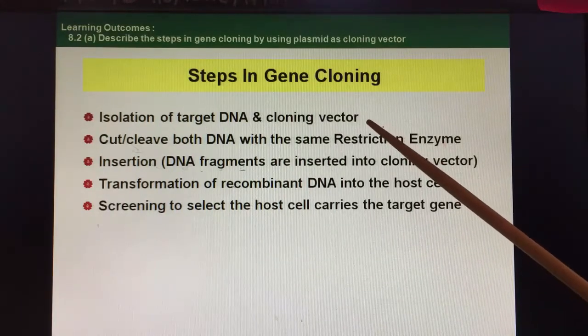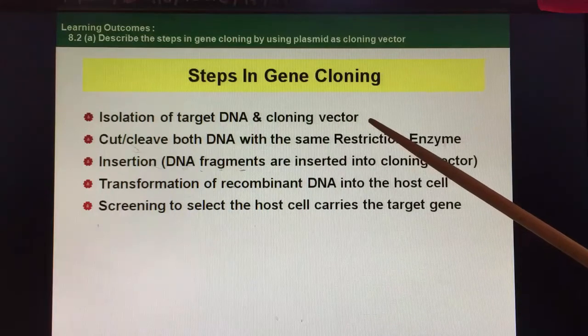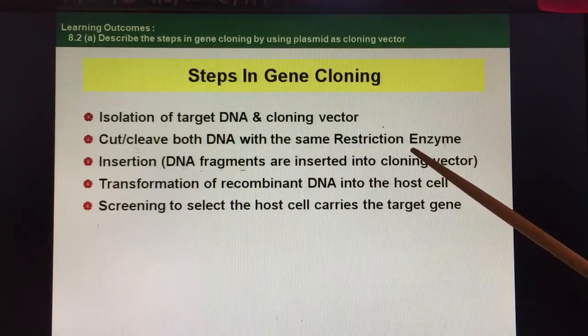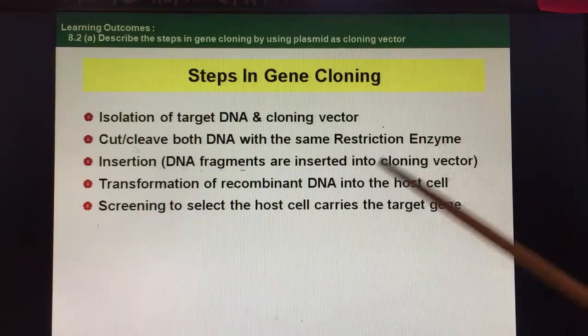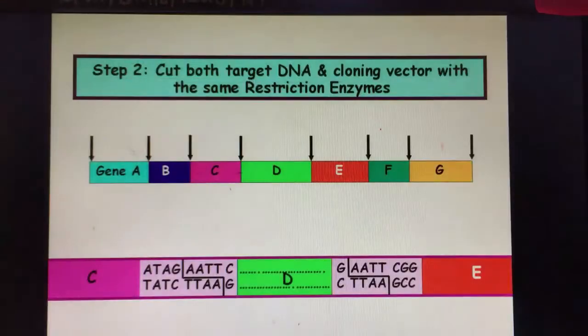In the previous video, I have already described the first step, which is isolation of target DNA and cloning vector. So in this recording, I will describe the second step, which is to cut both DNA with the same restriction enzyme. The second step is to cut both DNA with the same restriction enzyme.